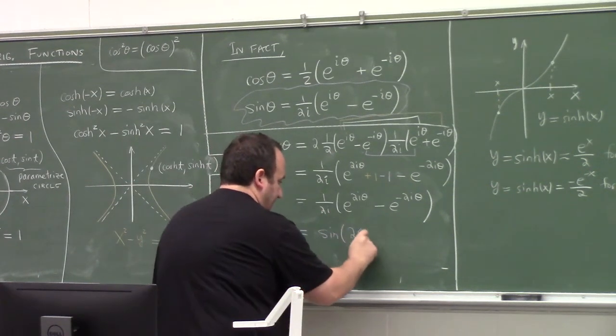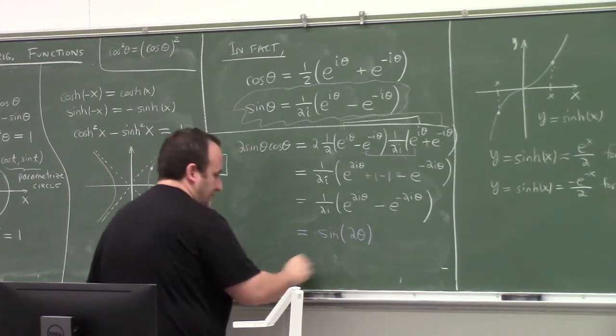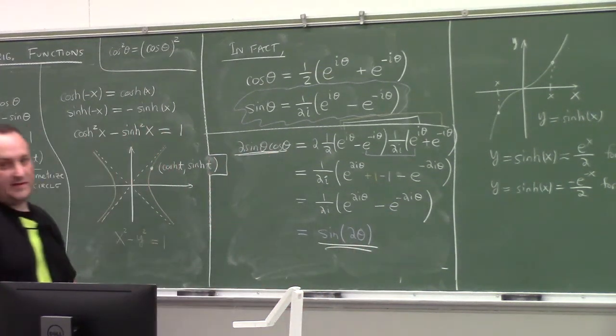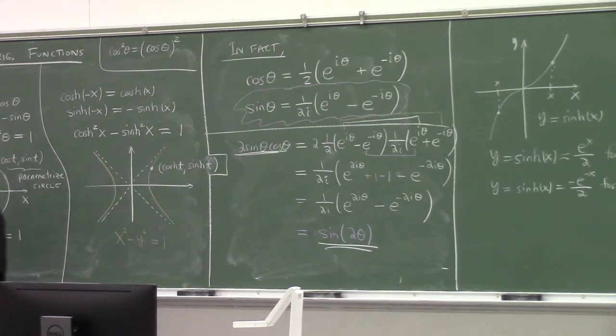Sine of 2 theta. Look, we just derived the identity that 2 sine cosine is equal to sine 2 theta. If you know the identities for sine and cosine I'm showing you, you can use the algebra of exponentials to derive pretty much every trigonometric identity that you can come across.